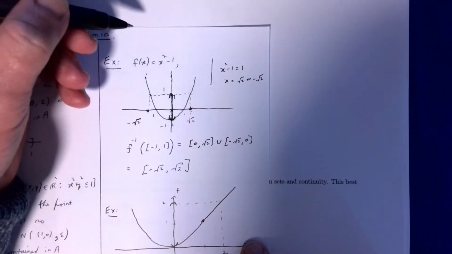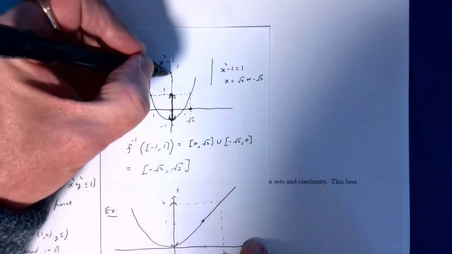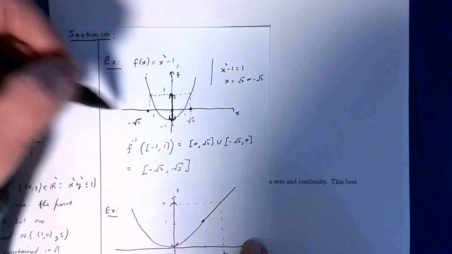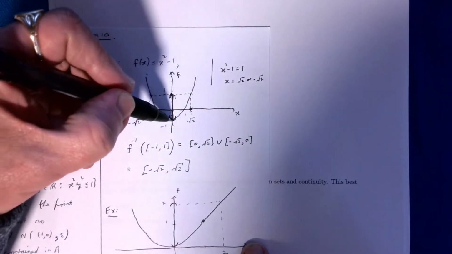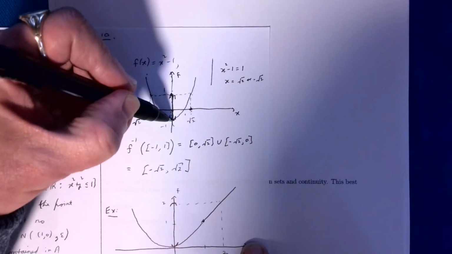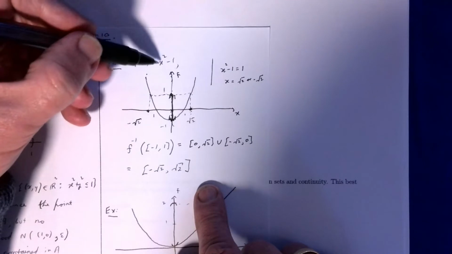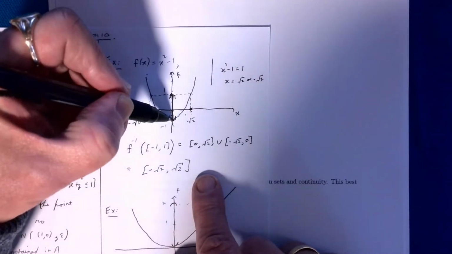So we want all the numbers on the x-axis along here. So there's f, there's x. All the numbers on the x-axis that map into this bit here. Well, minus 1 is going to come from 0. If you put 0 into here, 0 squared minus 1 is minus 1. So that's going to be 0.